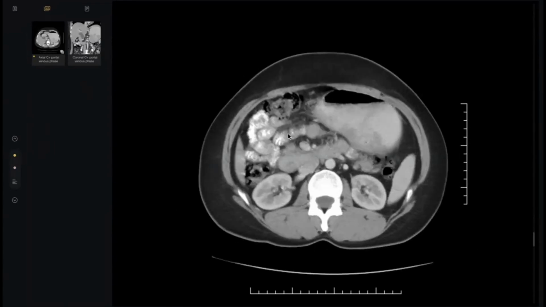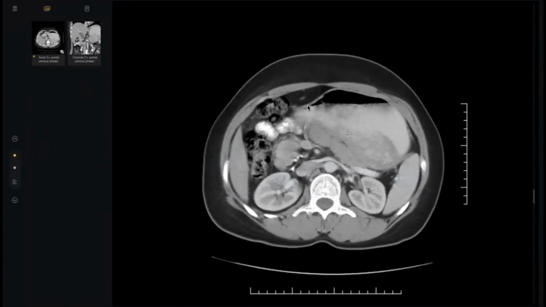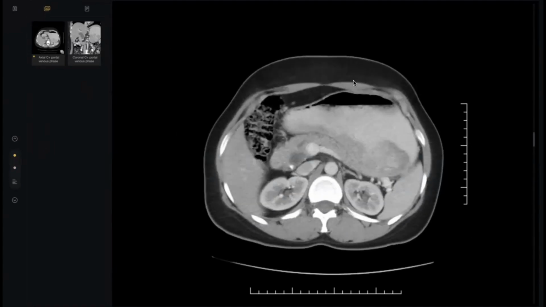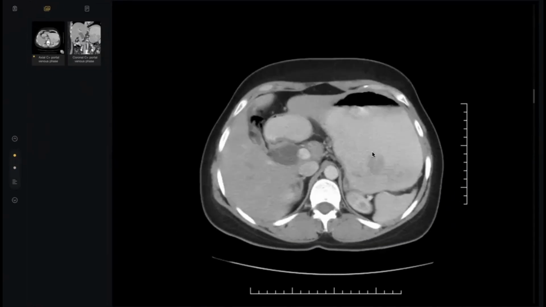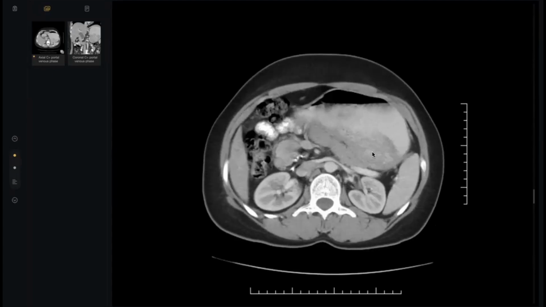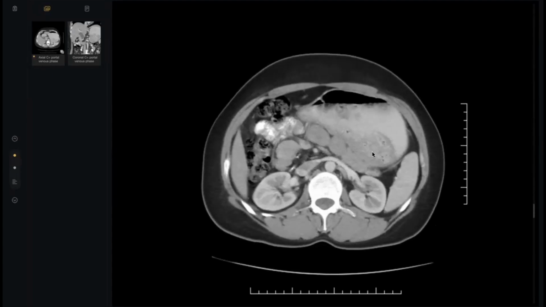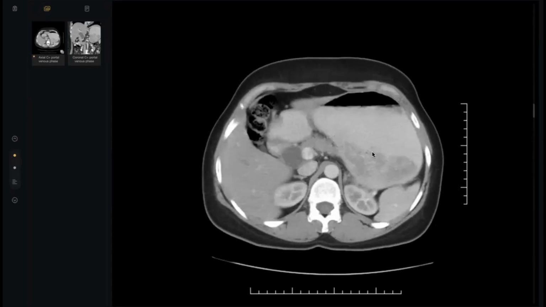Where is it? These are related to the greater curvature contrast. I think this is food, related to vegetable. And the chunky foci are due to chronic pancreatitis, which causes the calcification.